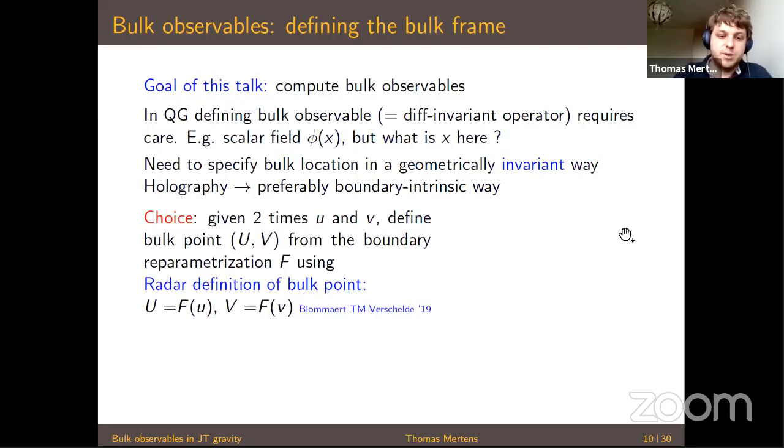Now, there are many ways of doing that. So we just make a choice, and then we compute with the bulk observables that we define in this way. So we will make a choice here, and I will use a kind of radar definition to define the bulk point.